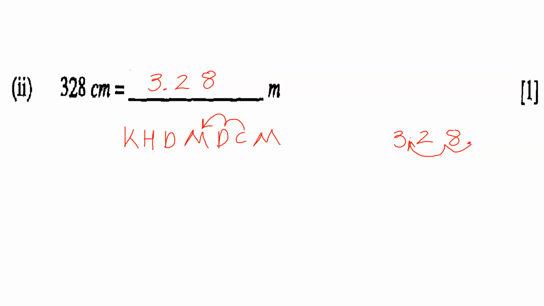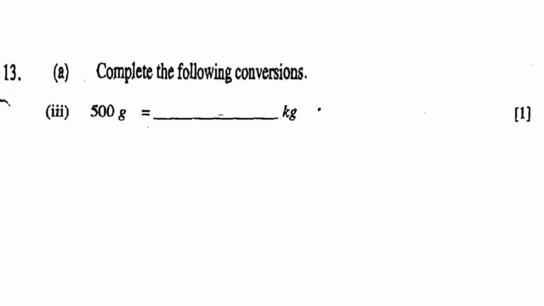Moving right along, let's go on to question 13 A triple I. So here we have grams, right? Grams to kilograms. So this is gonna be knock him down. Instead of saying, remember it's G, so knock him down. Grammy, don't commit murder.